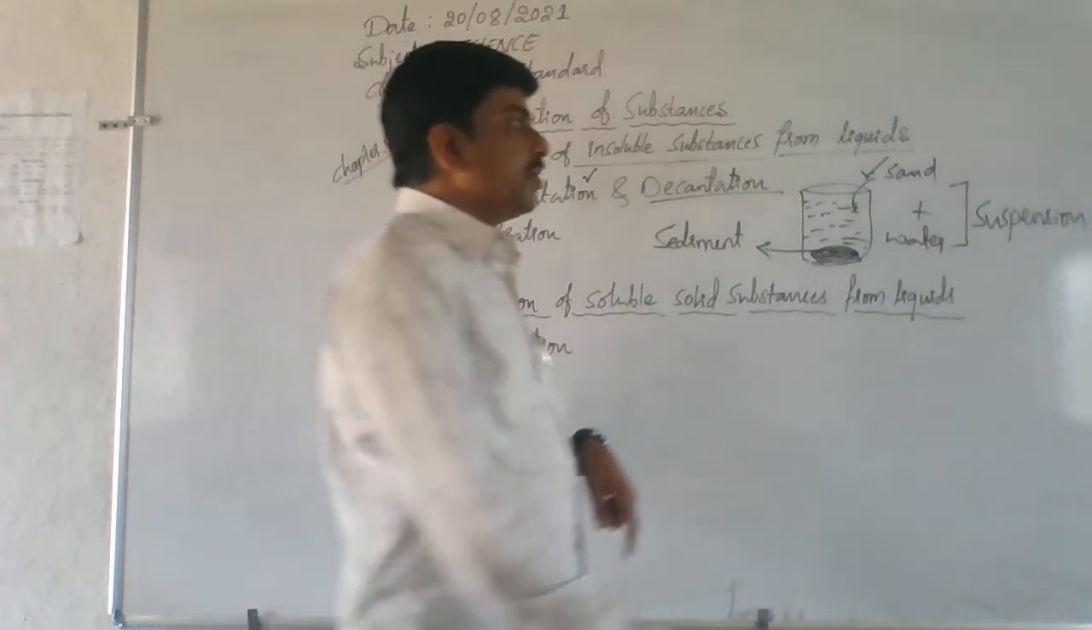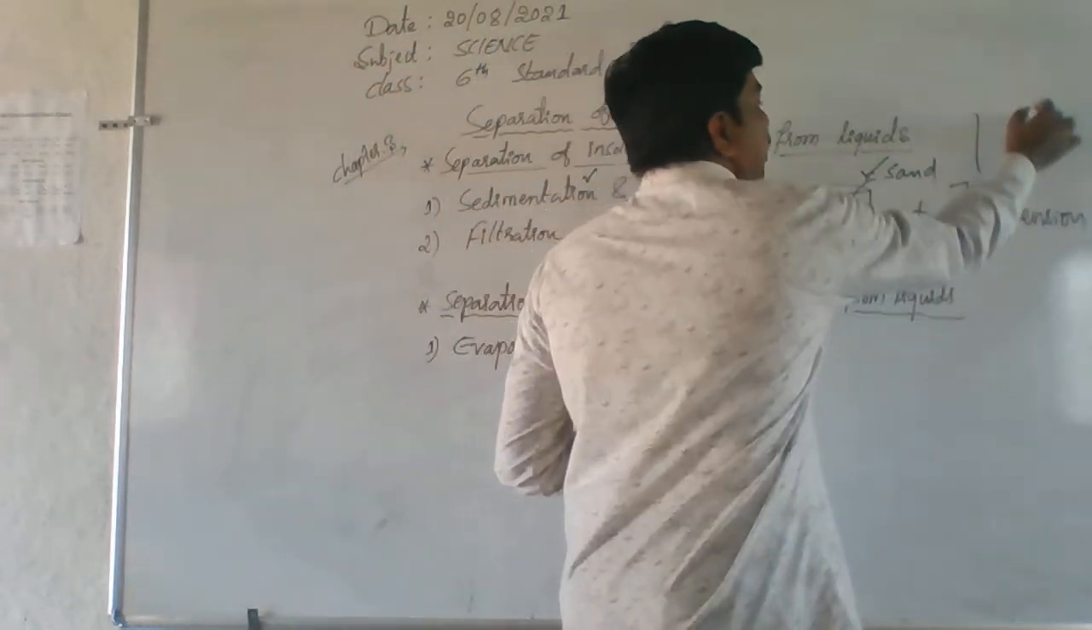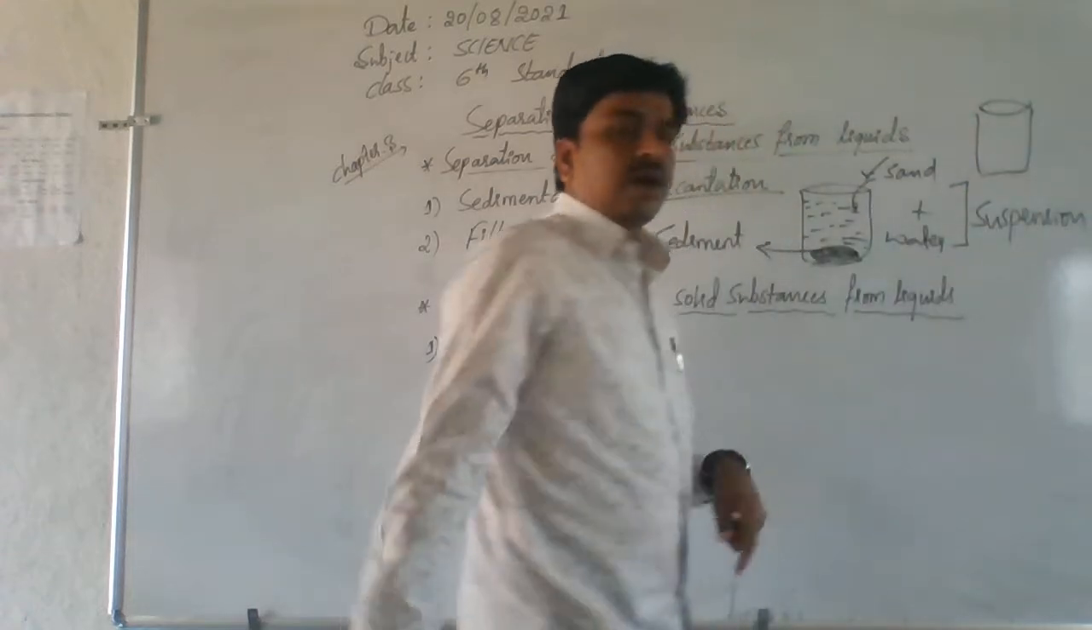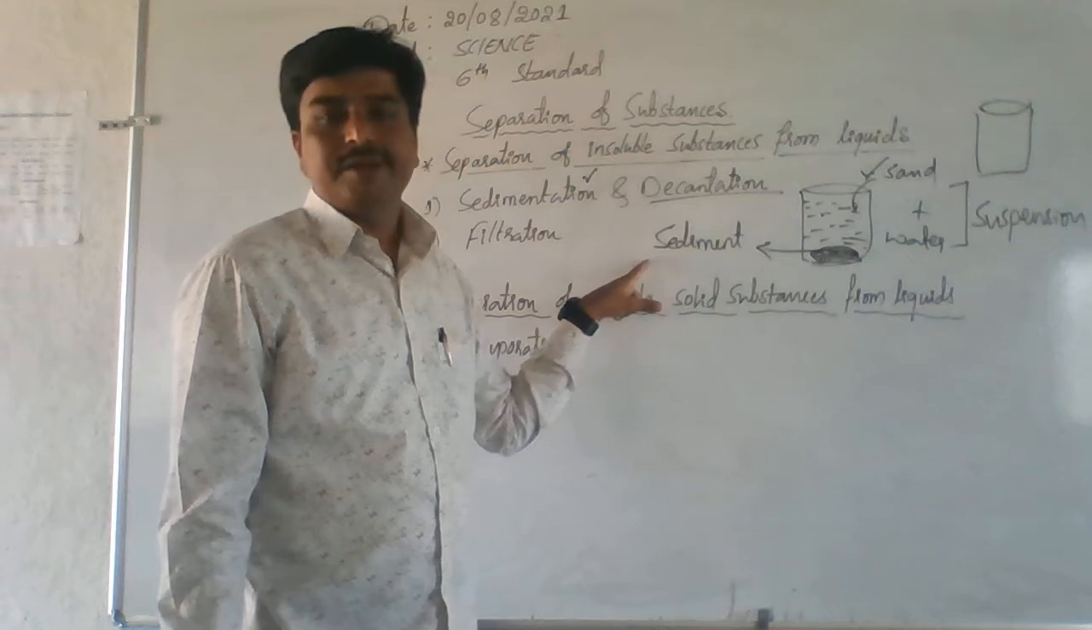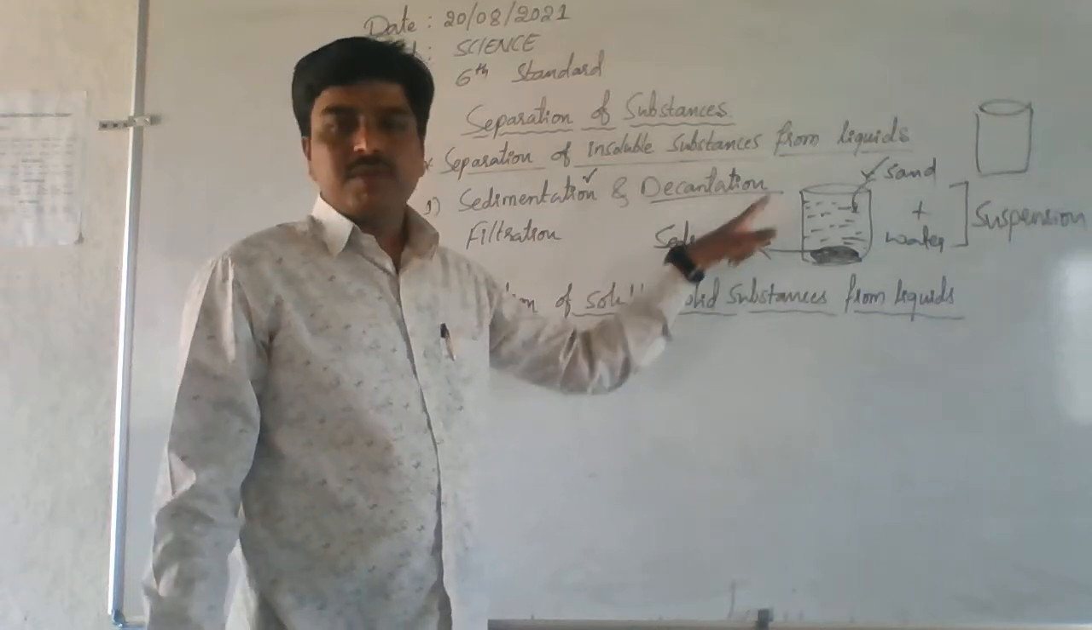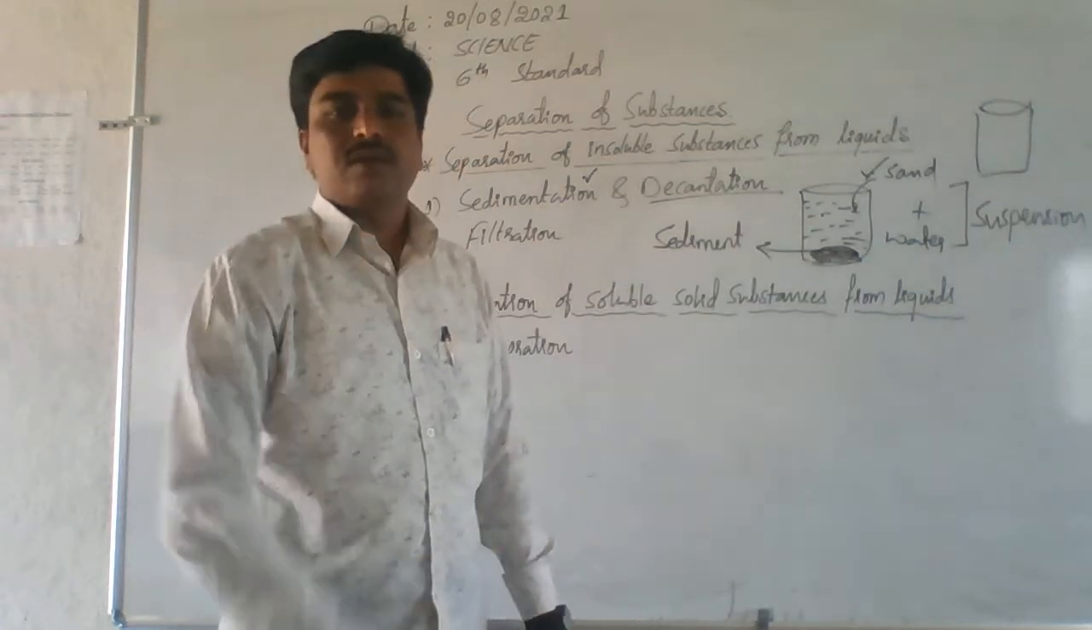Take another empty vessel. Already you know all sand particles are settled down at the bottom. We call it a sediment. Sediment is at the bottom of the vessel. At the upper part you can see the clear water.